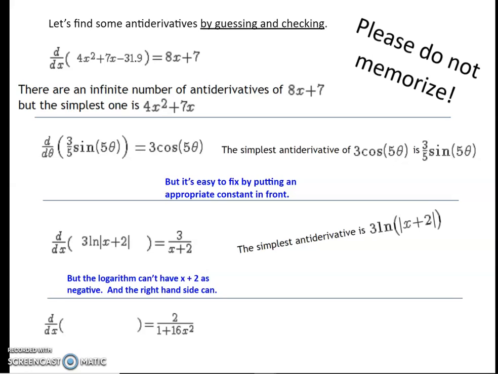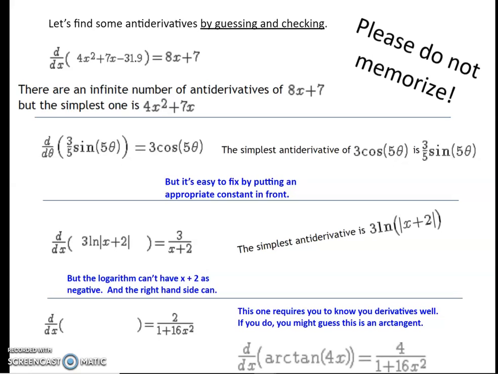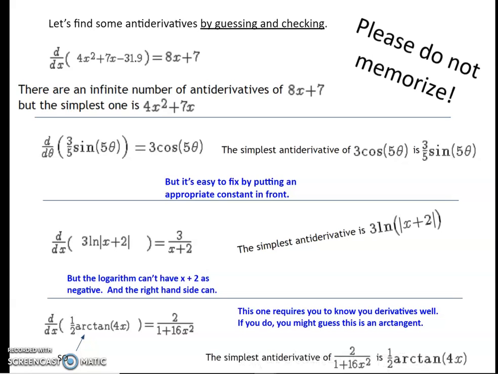Let's do one more. The derivative of what is this 2 over 1 plus 16x squared? You really do need to know your derivatives well to be able to guess and check this one. But if you do, you look at that and you're like, you know what, that's an arctangent, most likely. So do a guess. Maybe it's just the derivative of arctangent of 4x. And the only problem here is this 4, and you wanted it to be 2. So again, we fix it with a constant. Instead of having a 4, we want a 2, so of course we multiply by 1/2. And that would be our simplest antiderivative.